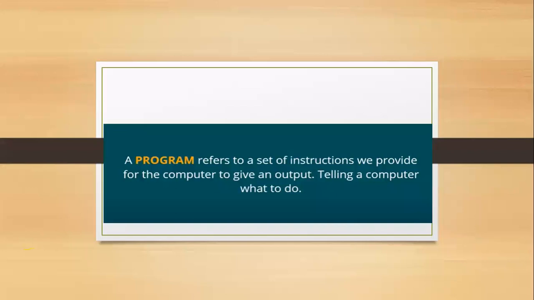Whatever instruction is given or provided to a computer so that it is able to do all these things is what we call a program. It tells a computer what to do. It tells the computer, like, now get input, now store this information, manipulate this information in this manner, now produce output or take it back to storage. That is a program. It is just a set of instructions that we provide for the computer to give an output.